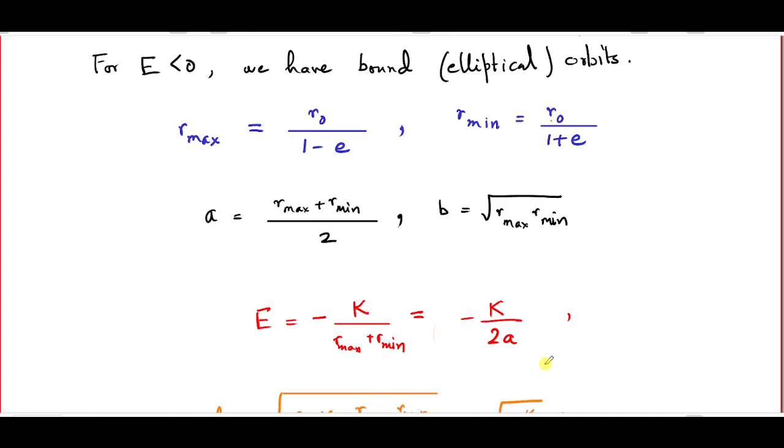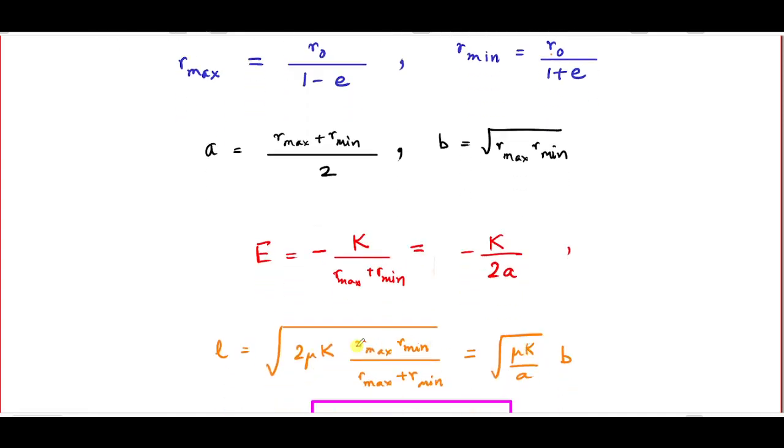On the other hand, the angular momentum, or rather its magnitude, is given by the square root of 2μK r max r min by r max plus r min, and using the expressions for the semi-major and semi-minor axis, we can show that this is actually the square root of μK over a times b.